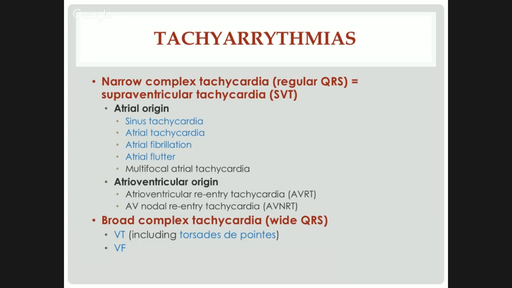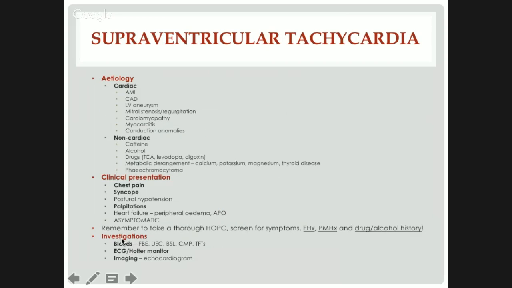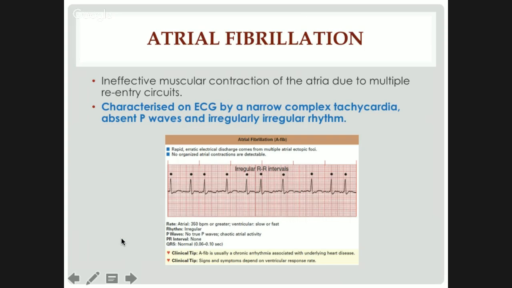So what the difference is, if it's a narrow complex tachycardia, it's supraventricular in origin. It's atrial in origin. So your differentials with a tachycardia that's narrow complex automatically drops to these. The ones you really only need to know are sinus tachy, atrial tachy, AF, and atrial flutter. Broad complex tachycardia is a pathology from your ventricles, so that's VF and VT. So that's the presentation. Don't worry about that too much.